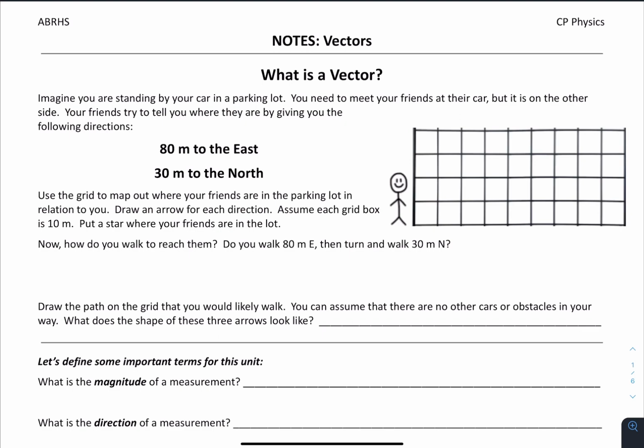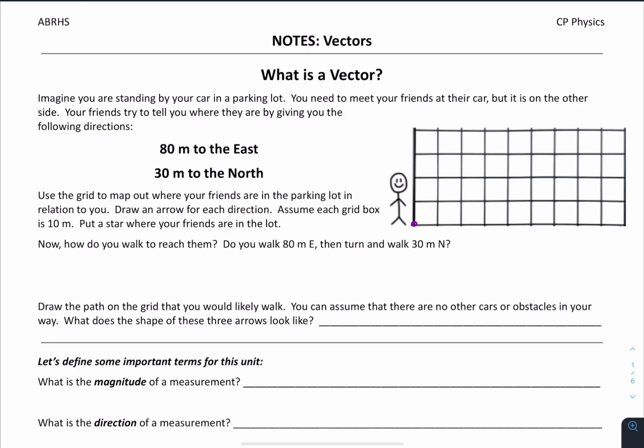Right, so as you can see here, I have a little thought problem for us. Imagine you are standing by your car in a parking lot. You need to meet your friends at their car, but it is on the other side of that parking lot. Your friends try to tell you where they are by giving you the following directions: 80 meters to the east and 30 meters to the north. Use the grid to map out where your friends are in the parking lot in relation to you. Draw an arrow for each direction and assume that each grid box is 10 meters. Put a star where your friends are in the lot.